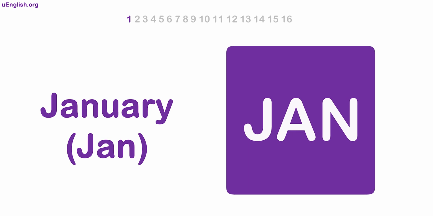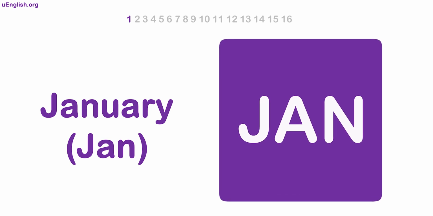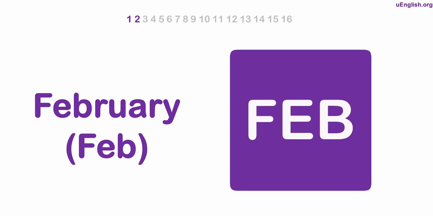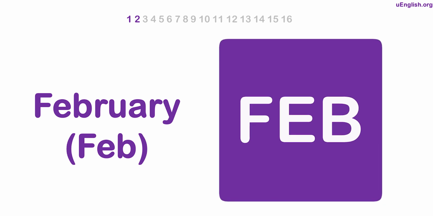January, the first month of the year, usually considered part of winter in the Northern Hemisphere. January. February, the second month of the year, often associated with winter in the Northern Hemisphere and summer in the Southern Hemisphere. February.